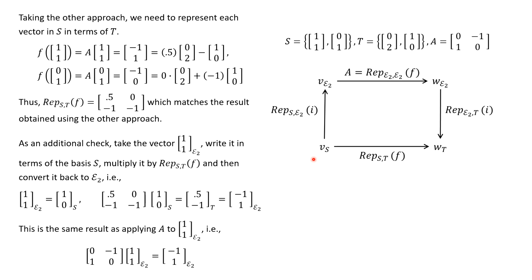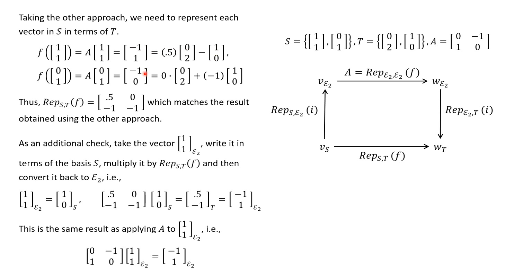So let's go in the other direction, this direct computation. We need to take f of each element of the basis S, which we've done here, and multiply by A, which I've copied here for your reference. So we get these two vectors. These are in E2, so we need to represent each one of these in terms of T. So minus 1, 1 in terms of T is this here. It's 0.5. This will give you a 1 on the bottom, and then minus 1 on top.